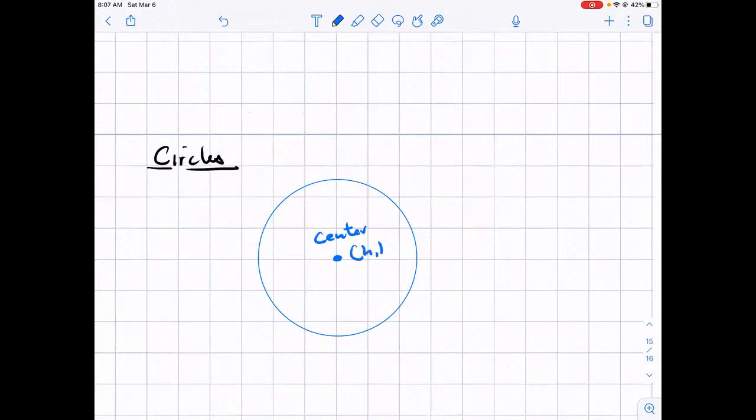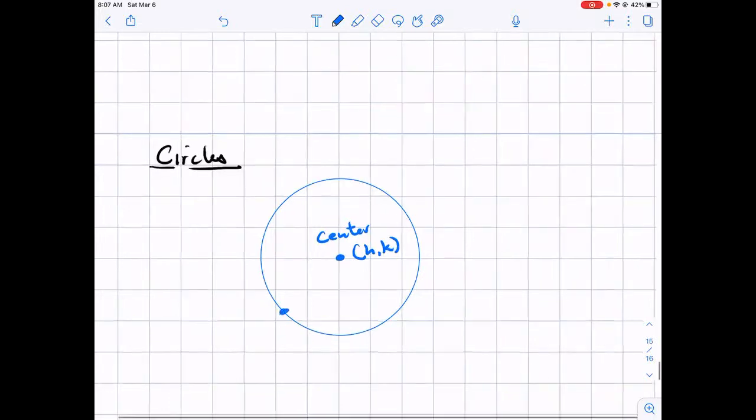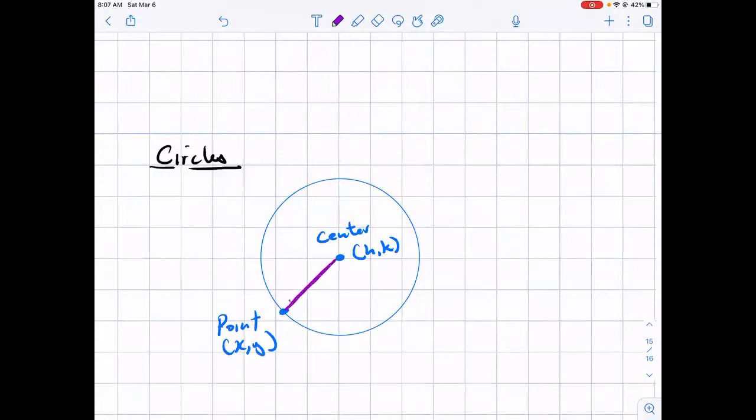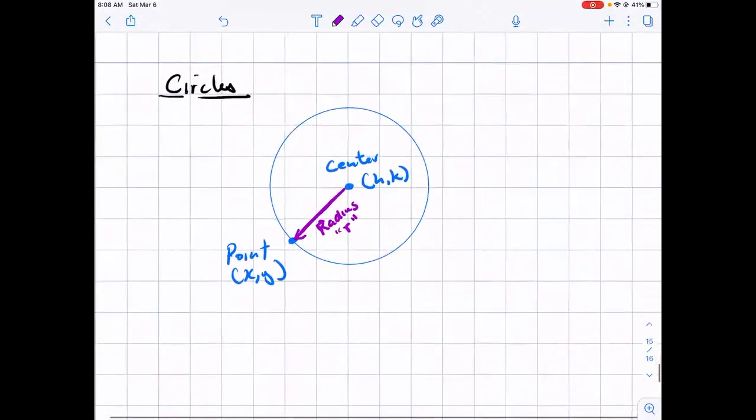And the center we refer to as H, K. And if I have a point, let's say here, this is some point, X, Y, and this here is what we call the radius, r. R is the radius. So we refer to the center point as some h comma k. Okay?